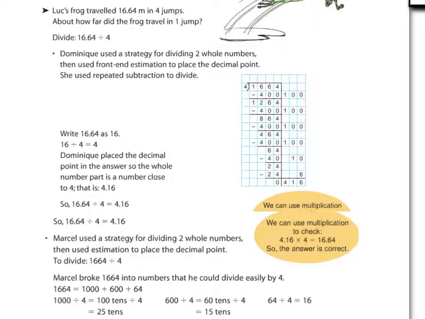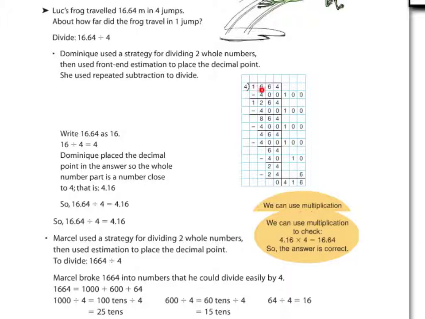Here we have Luke's frog, who traveled 16.64 meters in 4 jumps. About how far did the frog travel in 1 jump? So we want to take 16.64, or 16 64/100ths of a meter, and divide it into 4 groups. Here we're going to look at repeated subtraction. Oh look, I just did an example and here's one there for you. Oh well, not bad to do another one.